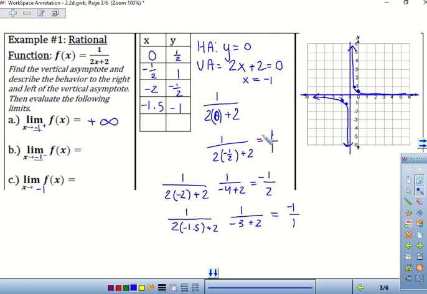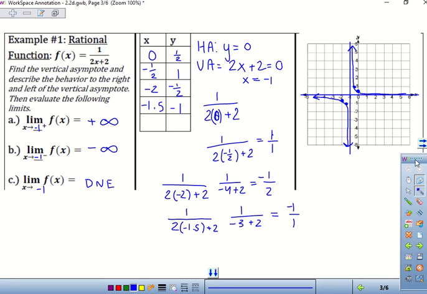Negative infinity. Good. So does the total limit exist? No. Does not exist. So really, you want to pick 2 points on each side of the vertical asymptote to plug in to see what direction the function is going. Does that make sense? Mm-hmm.